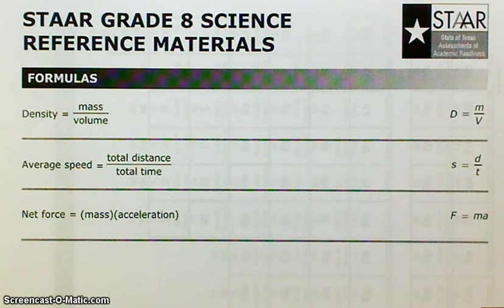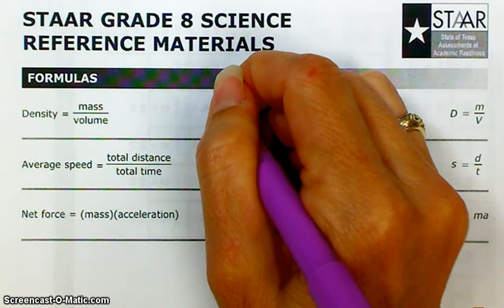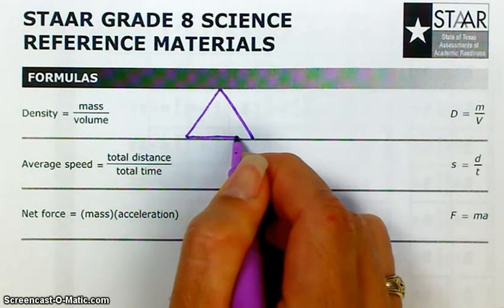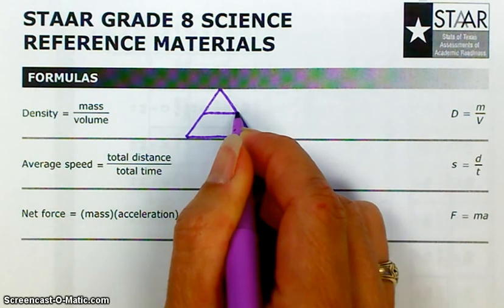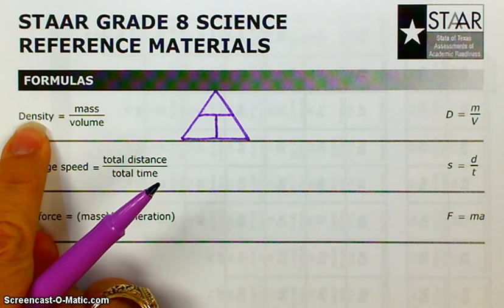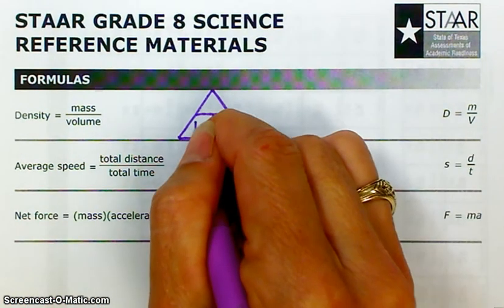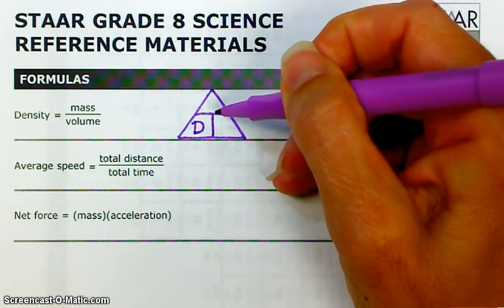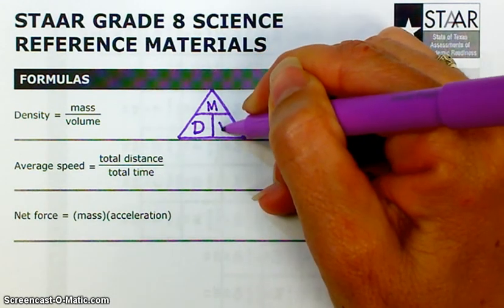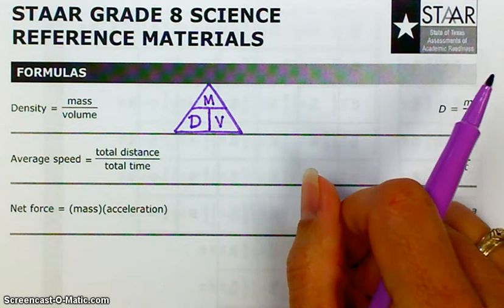Now, I'm not sure if you have seen this before, but this is kind of a popular trick to help you figure out when to multiply, when to divide, etc. You can draw a triangle, and split it right here. The density is going to go right here, because it's going to be mass over volume. Mass over volume.